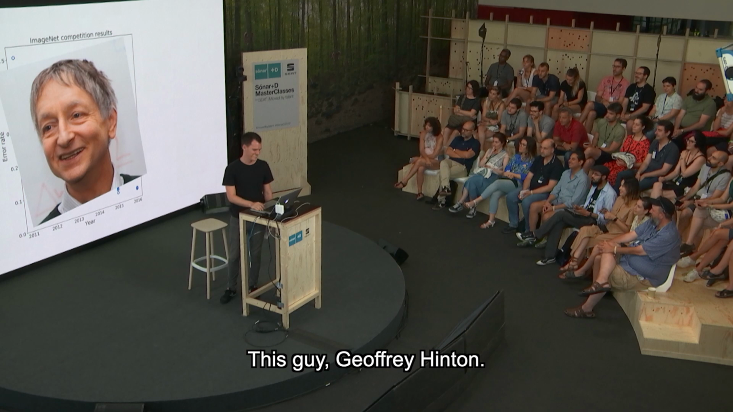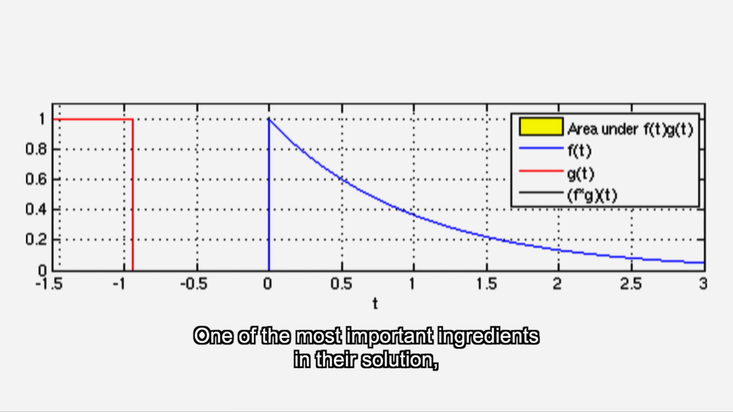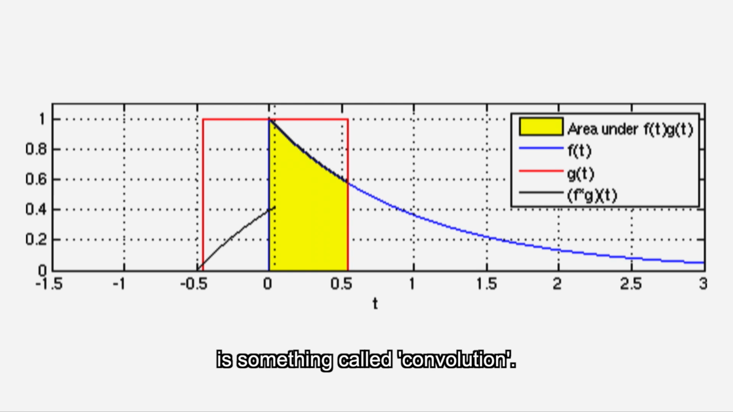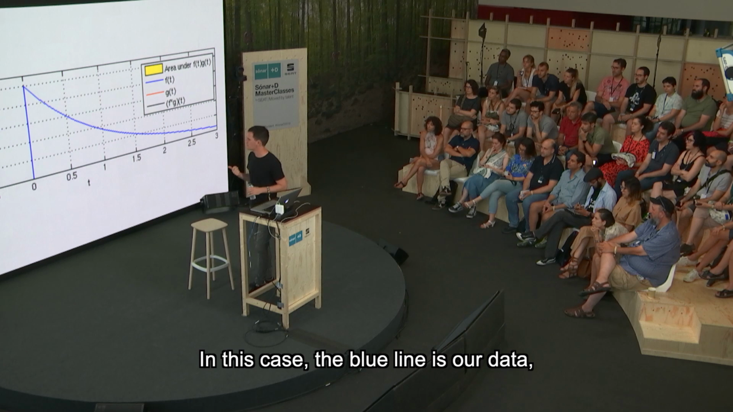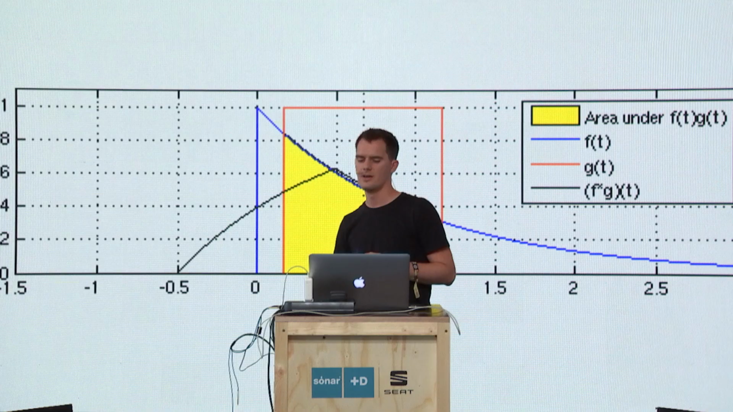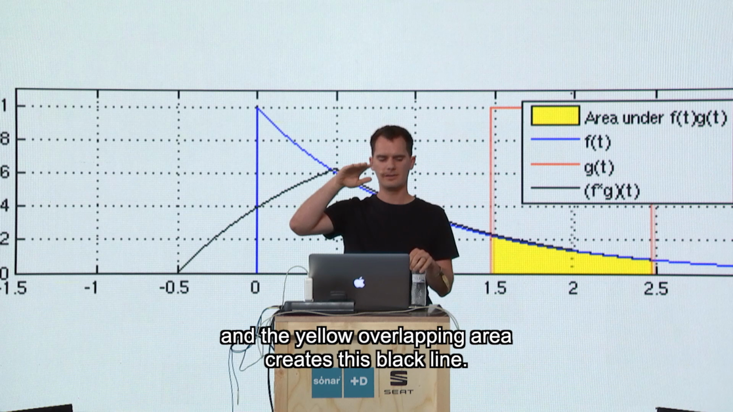One of the most important ingredients in their solution and in all of the image-based work I'm showing today is something called convolution. Convolution means finding the overlap between a chunk of data and a sliding filter called a kernel. This is an example of a one-dimensional convolution. One dimension just means along a line. In this case, the blue line is our data, and the orange line is the kernel. The yellow overlapping area creates this black line. That's the output of the convolution.